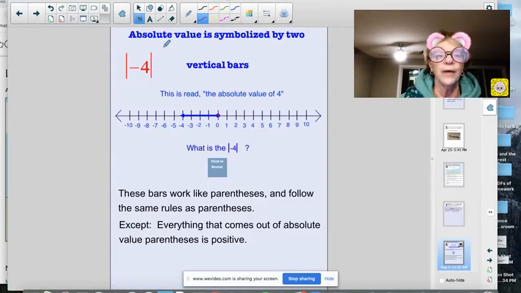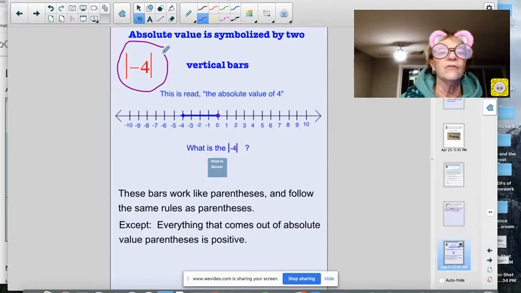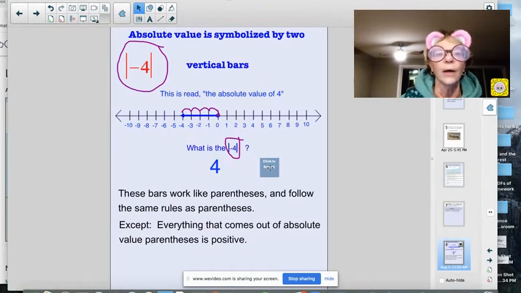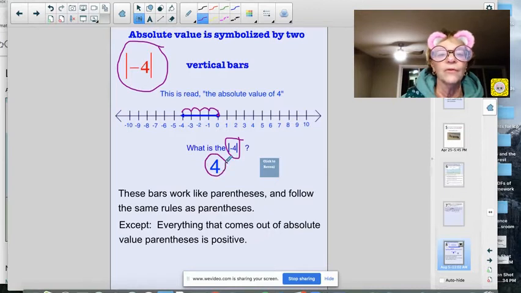So for absolute value, we actually use these straight up and down bars, these vertical bars, and we read this as the absolute value of -4. And what is the absolute value of -4? This is going to shock you. What it's meant to show is how many hops. Well, the answer is 4. It's 4 hops. So absolute value always comes out of those guys as a positive number.